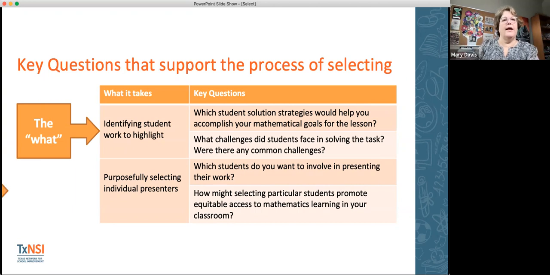Then you need to look at the who. Which students do you want to involve presenting their work? And then that little bubble of equity reappears. How might selecting particular students in your classroom actually promote an equitable access to mathematics? Let's go deeper.